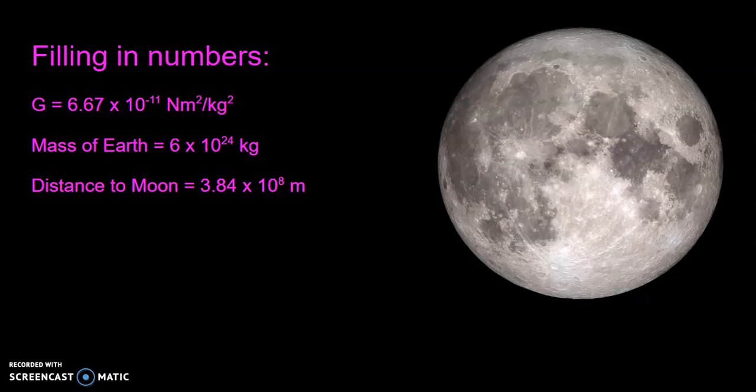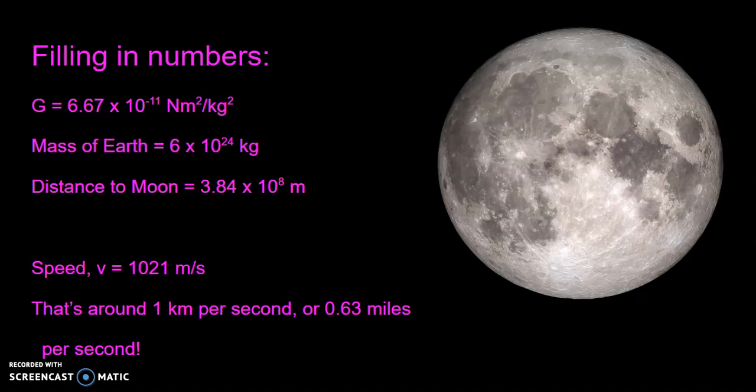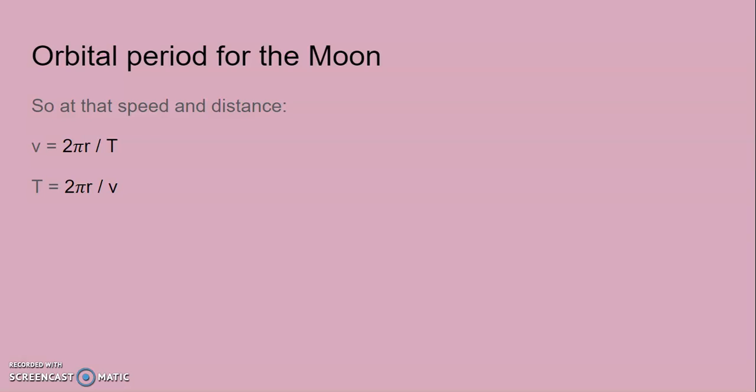We could plug in some numbers here. We know that G, our new constant, is 6.67 times 10 to the minus 11th. Mass of the Earth and distance of the moon are given. Plugging them in, we end up with the speed of the moon being about 1,000 meters a second, or 1 kilometer per second. That's about 0.63 miles per second. Furthermore, if you're interested in bodies orbiting the sun, you would use the mass of the sun and the distance to the sun. But wait, there's more.